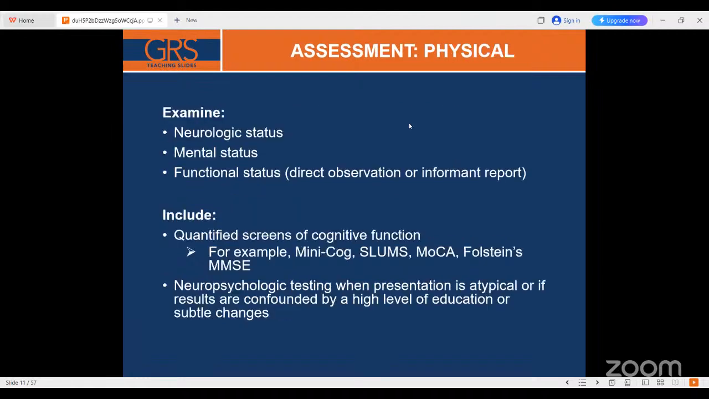Then we have the examination. After we complete the history, we go to examination. We have neurological status, mental status, and functional status. This includes the screening for cognitive function. We have Mini-Cog, SLUMS, MoCA, and Folstein MMSE. We are going to take more detail in upcoming slides. And then we have neuropsychological testing. This is mainly for patients who are difficult to assess, who have a high level of education and subtle change. We need to do neuropsychological testing for them, not for our typical patient.